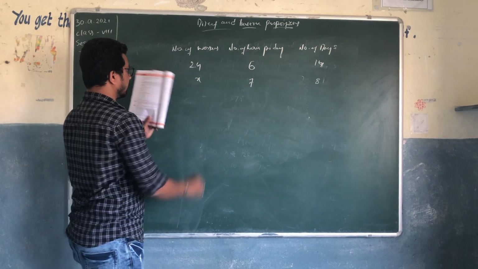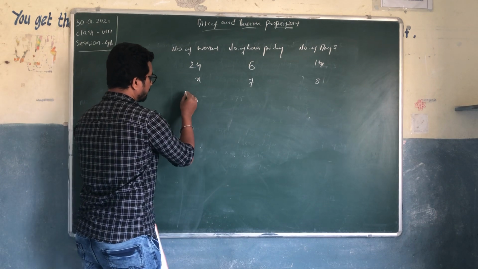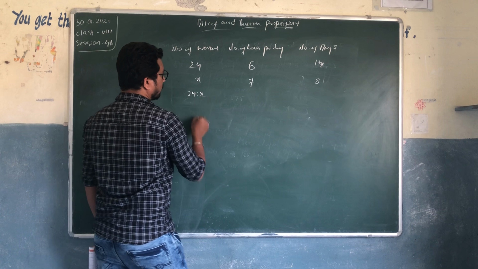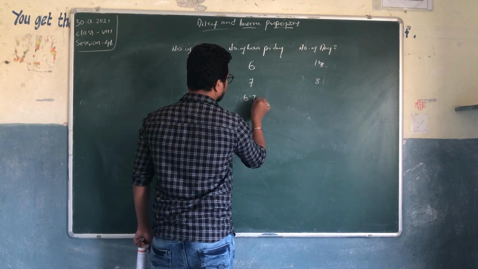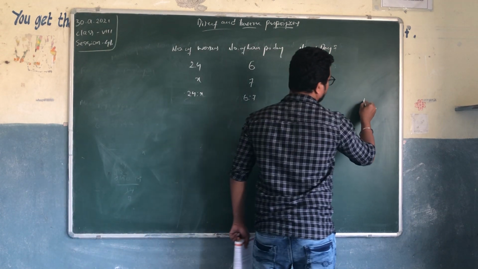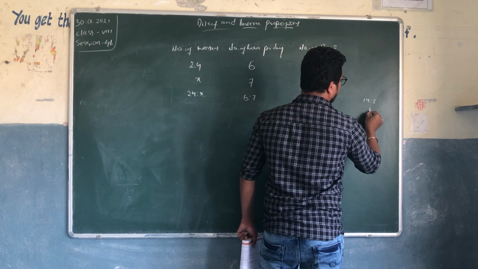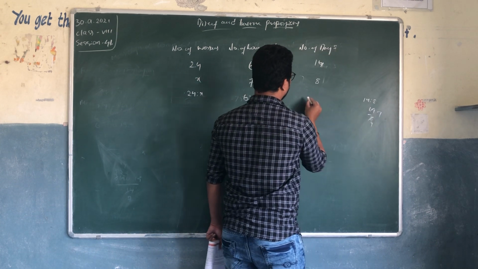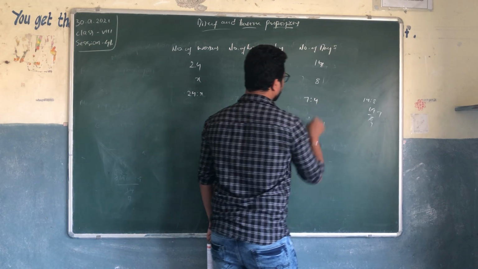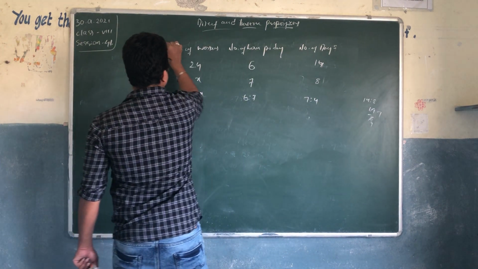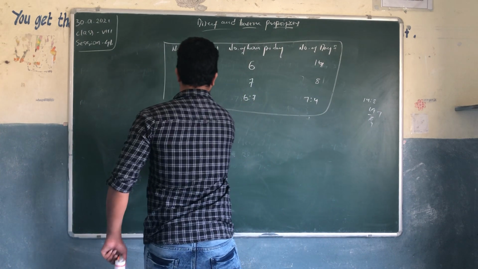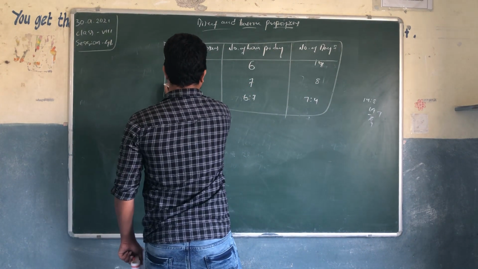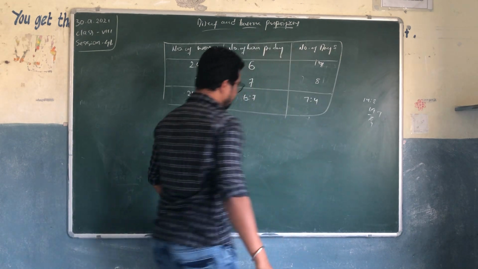Let us assume it as x, as previously, as compound ratio. How will we find it? 24 is to x, this is 6 is to 7 and this is 14 is to 8. 14 is to 8 can be written as 14 by 8. 2 4s are 8, 2 7s are 14. So 7 is to 4, right? This will be 7 is to 4. So keep it in a table. You can do it like this, okay?